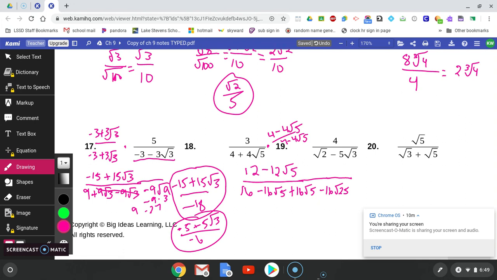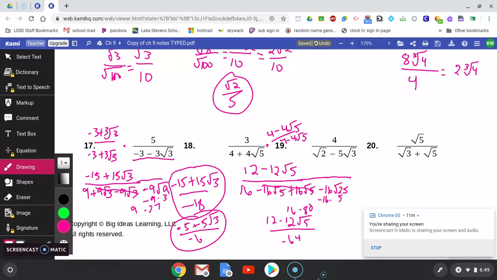All right, so these two cancel each other out. This becomes a 5, so I have negative 16 times 5, which is a negative 80. So in the denominator, I have 16 minus 80, which is a negative 64. And in the top, I have 12 minus 12 square root of 5. I can reduce all three parts. This part, and this part can all be divided by 4. So when I divide by 4, I'll end up with 3 minus 3 square root of 5 over, and when I divide 64 by 4, I get a negative 16.